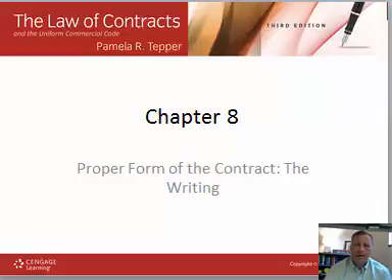This week we're going to be talking about the last element in our common law analysis of contracts, and that's the proper form of the contract when it's required to be in writing. So far we've gone over the common law requirements of offer and acceptance, consideration, mutual assent of the parties, capacity to contract, legality in contracts, and again, this week we're going to go over when a writing is required, which can be a common law element in some contracts.